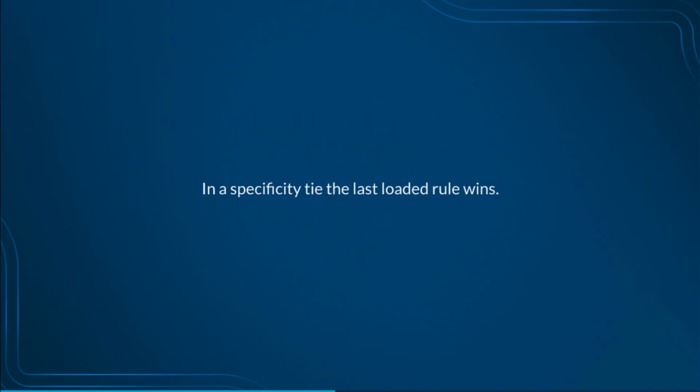So in a specificity tie, if two things try to apply the same property to an element, the last loaded rule always wins. So if they're the same selector and they're the same everything, whatever one got loaded last will win in that case.